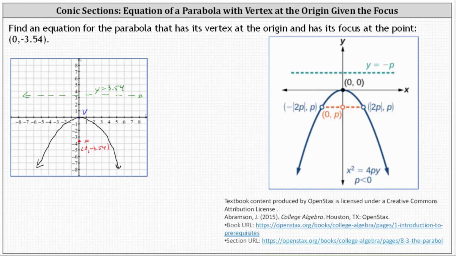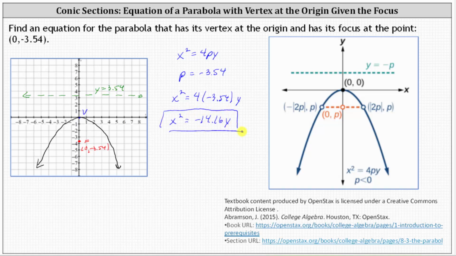And now let's go ahead and find the equation. We know it's going to be in the form of x squared equals 4py, where now p is going to be negative 3.54 because the parabola opens down. And therefore the equation of the parabola is x squared equals 4 times negative 3.54 times y, giving us x squared equals negative 14.16y. Let's take a look at 2 more examples.